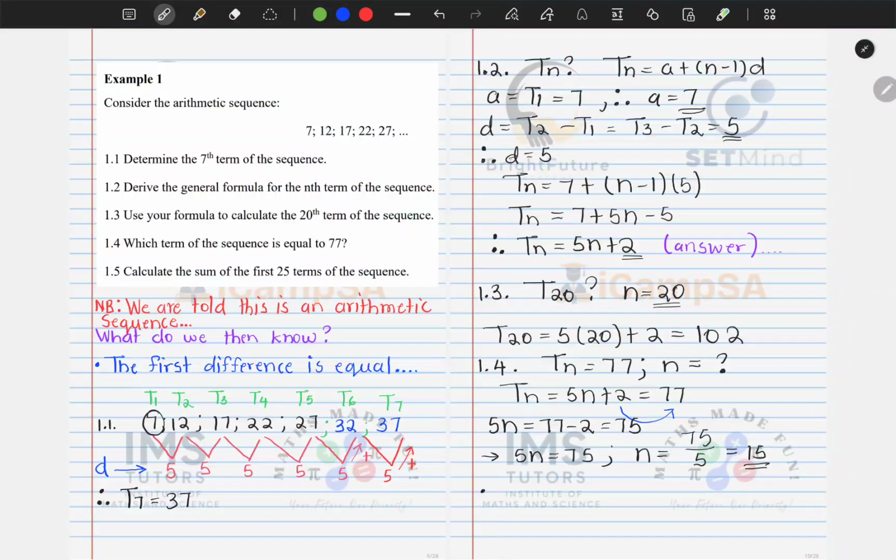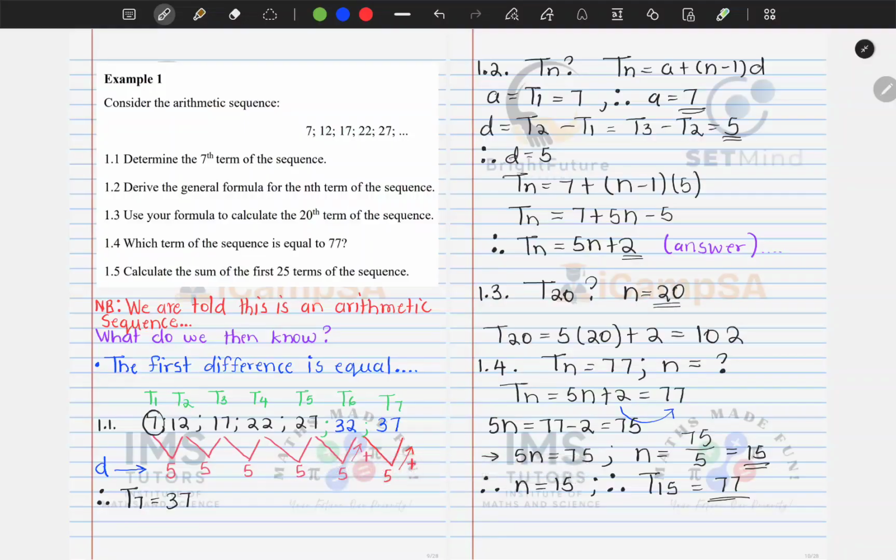So it means for our problem, you should see that n is 15. The term of the sequence which will become 77 is T15. So we can say, therefore, that T15 is equal to 77.